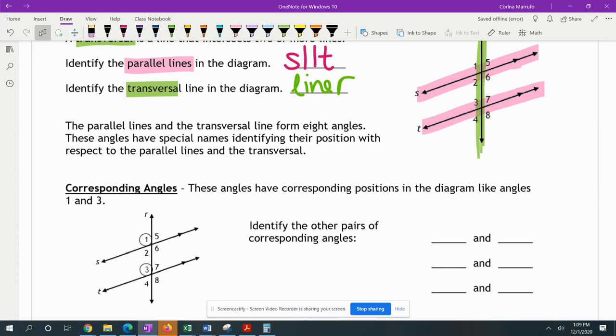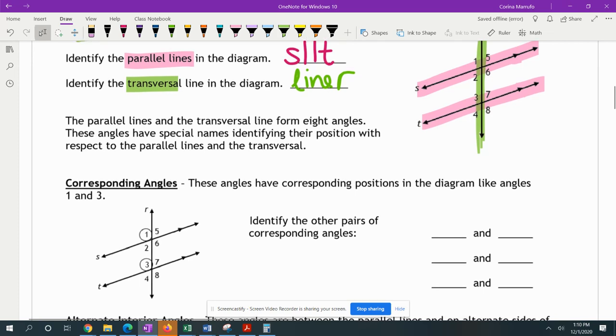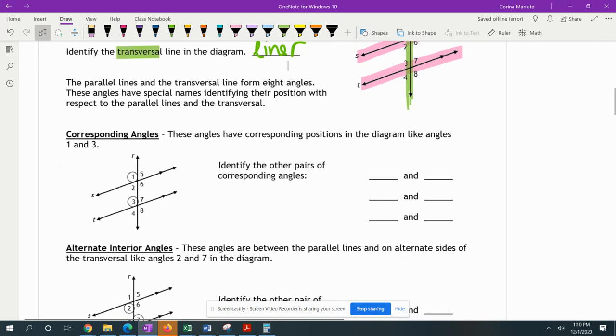The parallel lines and transversal form 8 angles. These angles have special names identifying their position with respect to the parallel lines and the transversal. So if you have two parallel lines and they're cut by a transversal, we have some special things that happen, okay? So these are my parallel lines. This is my transversal.